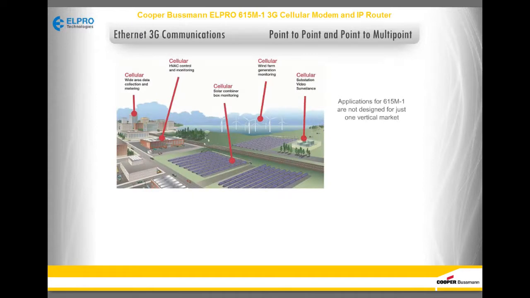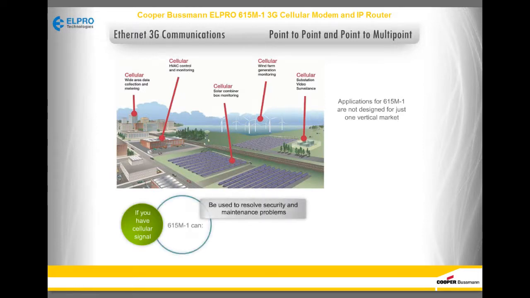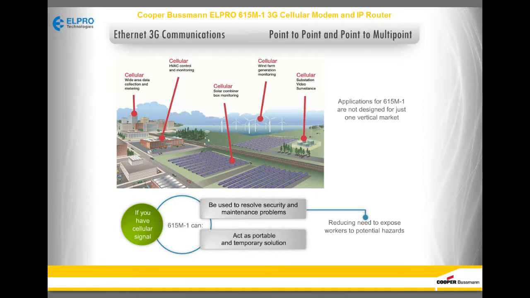Applications for the 615M1 are not designed for just one vertical market. As long as you have a cellular signal, the 615M1 can be used to resolve security and maintenance problems, reducing or eliminating the need to expose workers to existing or potential hazards, and also act as a portable and temporary solution without the need of costly engineering solutions.